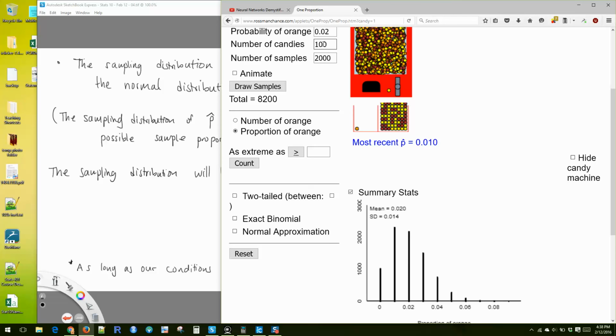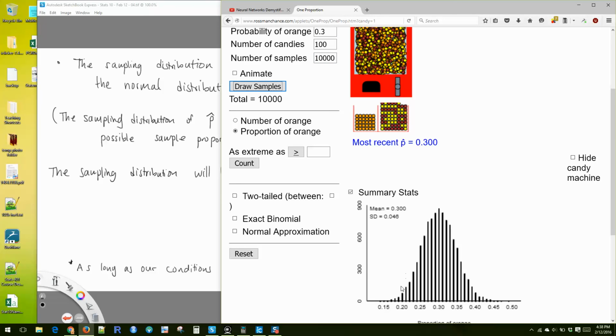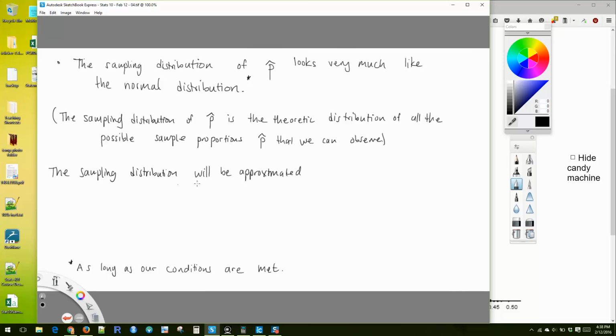At this point, if we've got 30% orange candies, even though it's not continuous, we're just going to approximate this with the normal distribution. It looks pretty much like the normal distribution. So the sampling distribution will be approximated with the normal distribution.